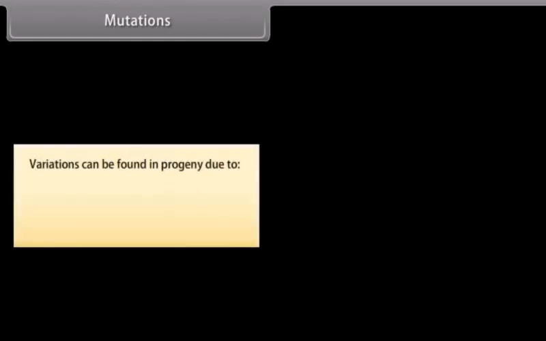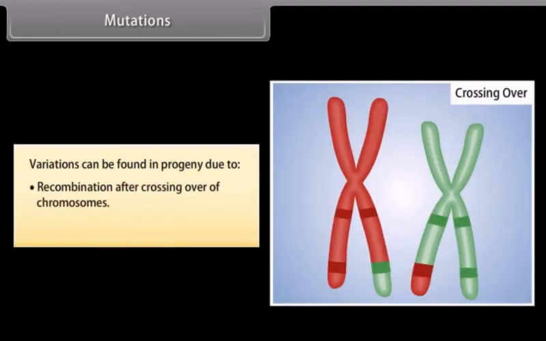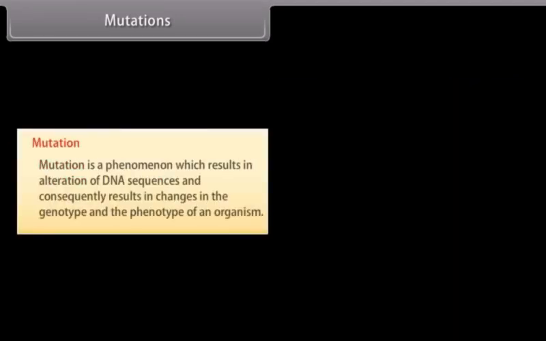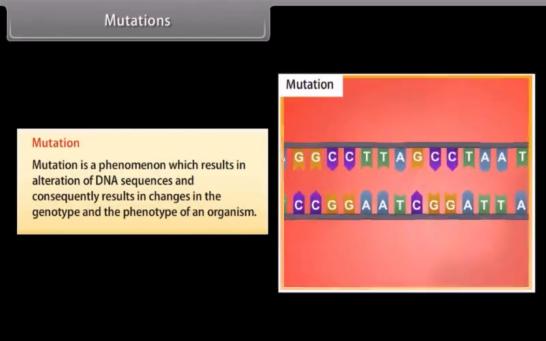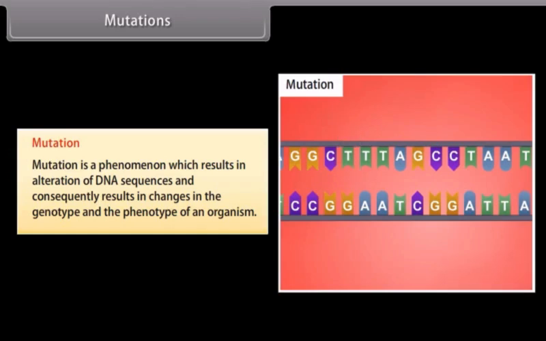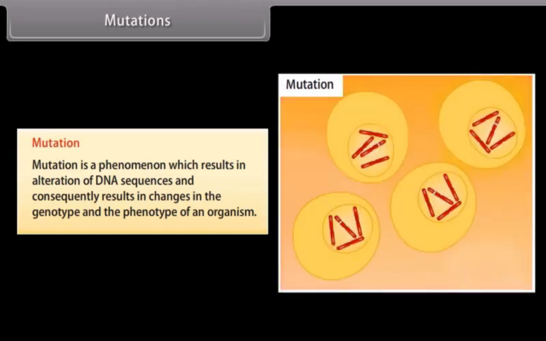Mutations. Variations can be found in progeny due to: number 1, recombinations after crossing over of chromosomes; number 2, mutations. Mutation is a phenomenon which results in alteration of DNA sequences and consequently results in changes in the genotype and the phenotype of an organism.